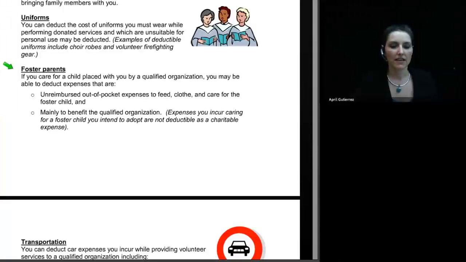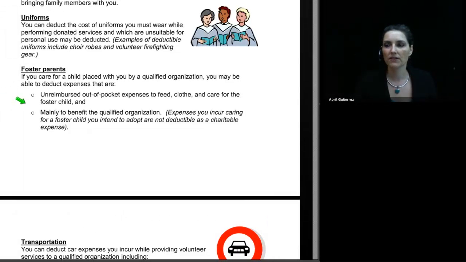Foster parents. If you care for a child placed with you by a qualified organization, you may be able to deduct expenses that are unreimbursed and out-of-pocket costs to feed, clothe, and care for the foster child, and mainly to benefit the qualified organization. Expenses you incur caring for a foster child you intend to adopt are not deductible.